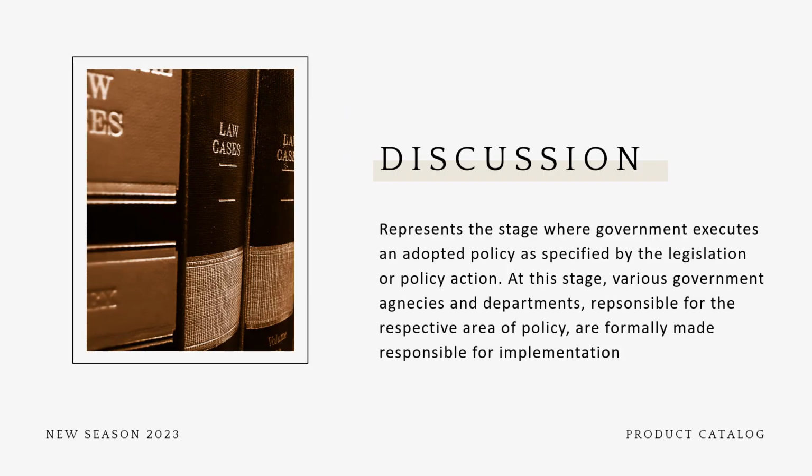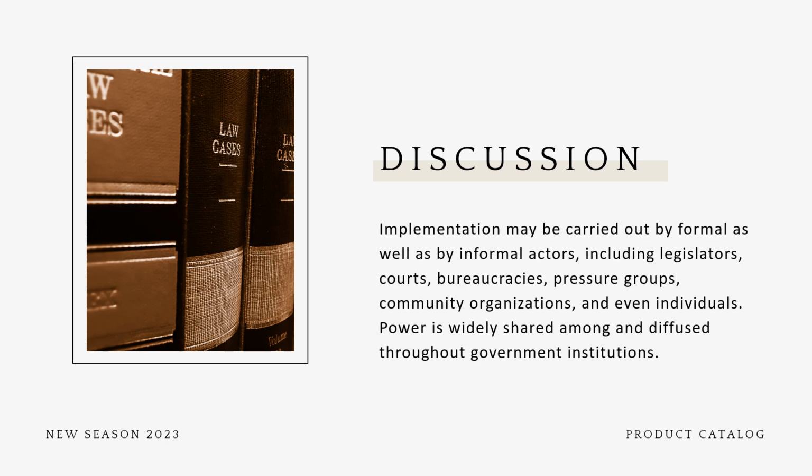Implementation. Implementation represents the stage where government executes an adopted policy as specified by the legislation or policy action. At this stage, various government agencies and departments responsible for their respective areas of policy are formally made responsible for implementation. Implementation may be carried out by formal as well as informal actors, including legislators, courts, bureaucracies, pressure groups, community organizations, and even individuals. Power is widely shared among and diffused throughout government institutions.